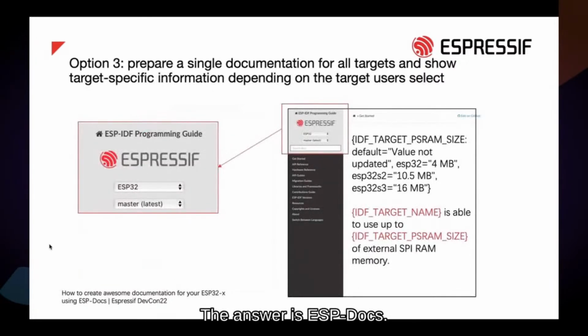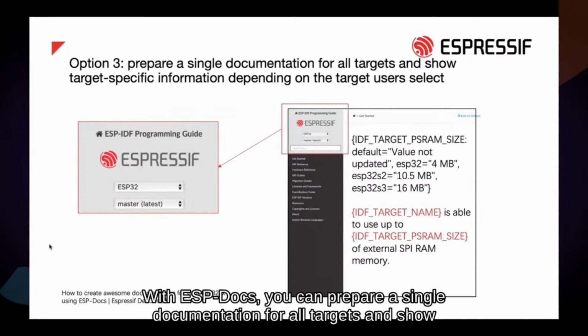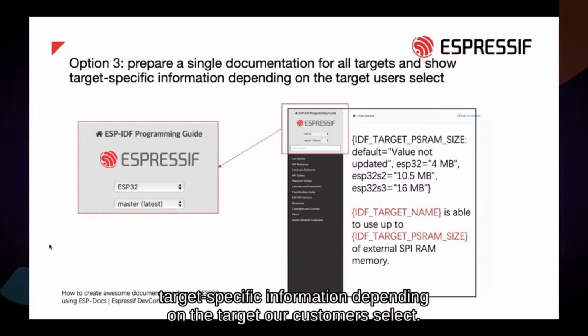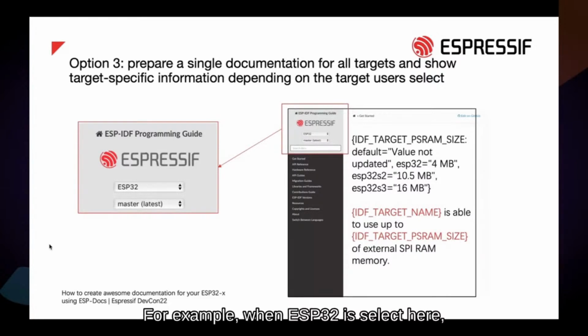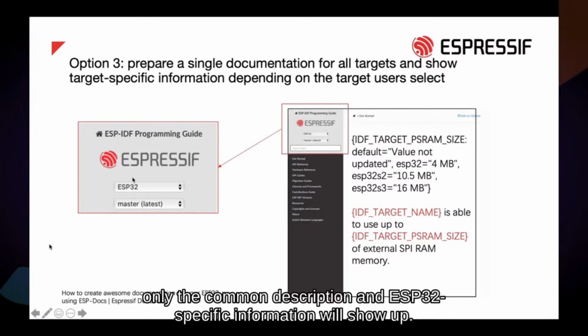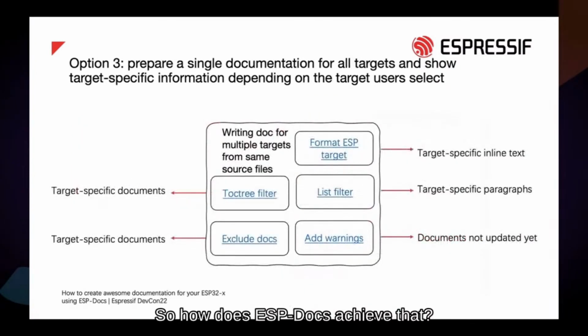The answer is ESP-Docs. With ESP-Docs, you can prepare a single documentation for all targets and show target-specific information depending on the target customers select. For example, when ESP32 is selected here, only the common description and ESP32-specific information will show up. So how does ESP-Docs achieve that?